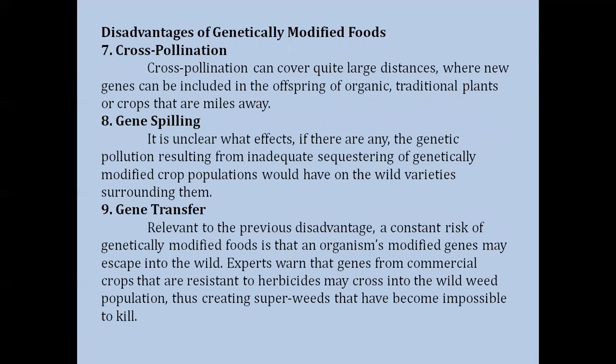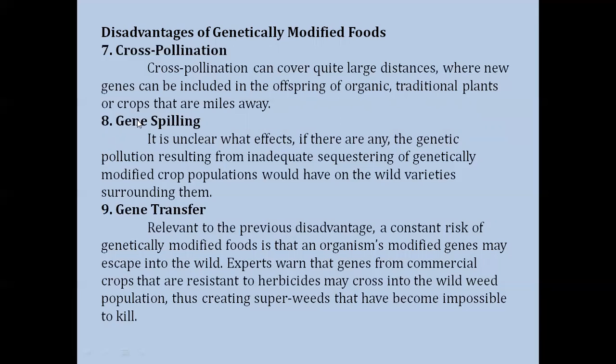Next is cross pollination. There is a very high probability that cross pollination can occur over quite large distances, where new genes can be included in the offspring of organic or traditional plants or crops that are miles away. Actually, you cannot differentiate which are the organic crops and which are the traditional plants unless you are tagging them. If you tag them, then this problem will be solved.